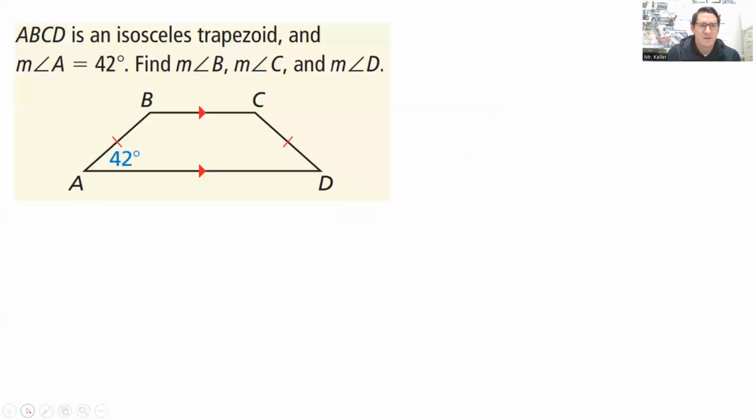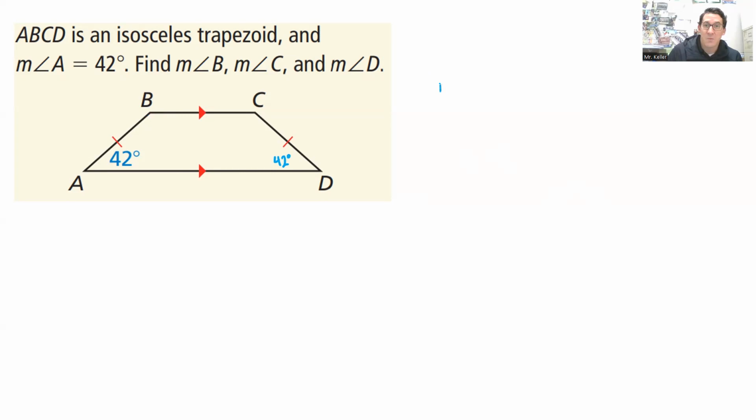Let's move on and see. Yeah, so we have an isosceles trapezoid here. Angle A is 42 degrees. Find angle B, C, and D. So D is easy. Since A is 42 degrees, that means D is also 42 degrees. Awesome. And then we've got to find B and C.